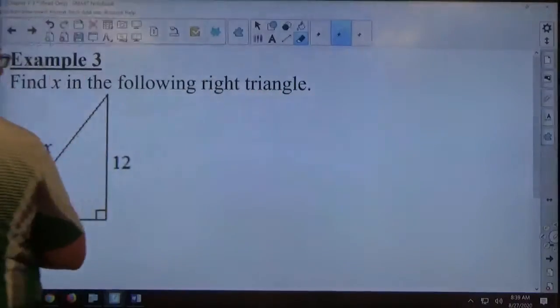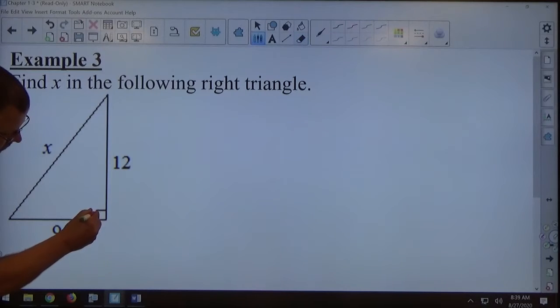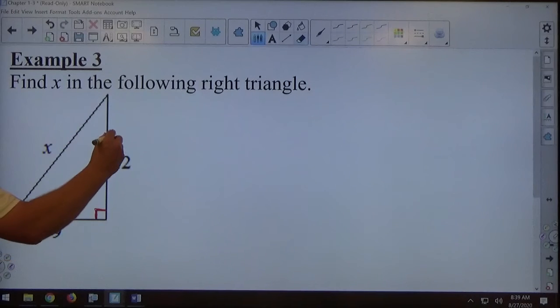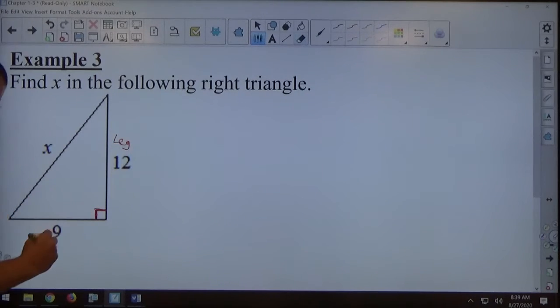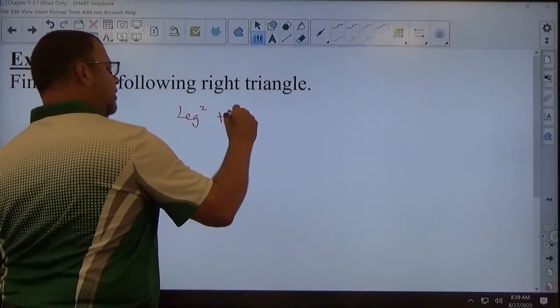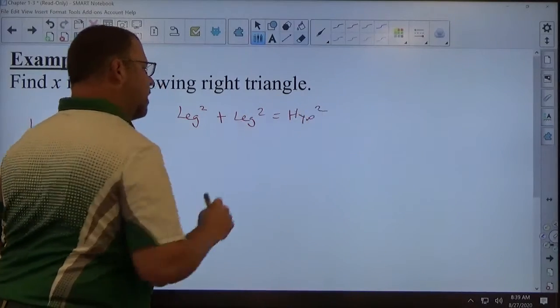So we're going to find x in the following right triangle. The right angle in the right triangle establishes that it's a right triangle. And the two sides that make up the right angle are always called legs. And the side opposite, or the other side, if you will, is the hypotenuse. And our Pythagorean theorem says leg squared plus leg squared equals hypotenuse squared.